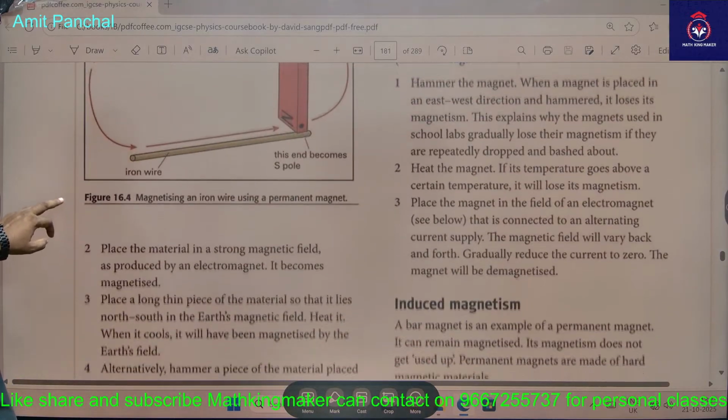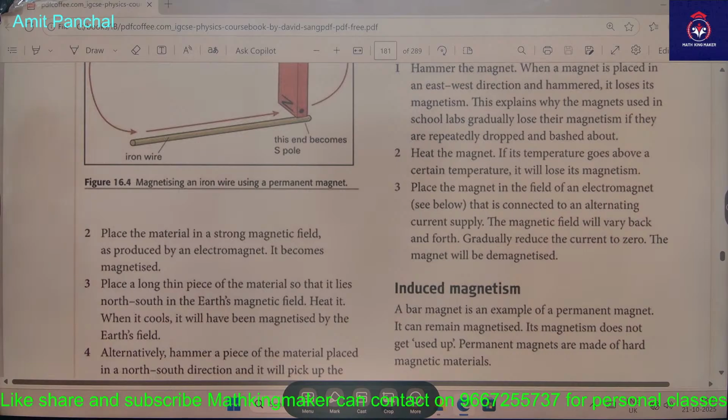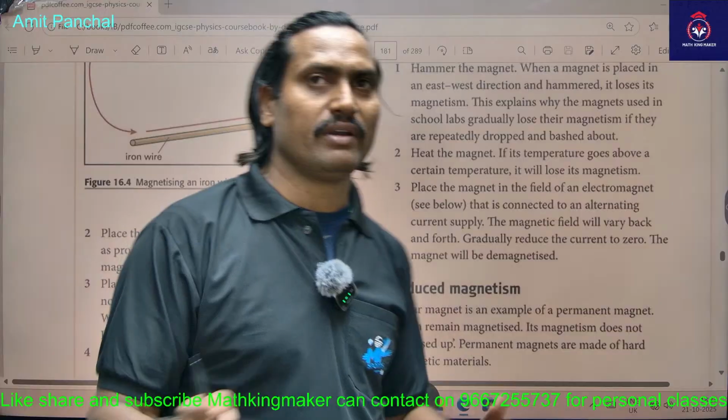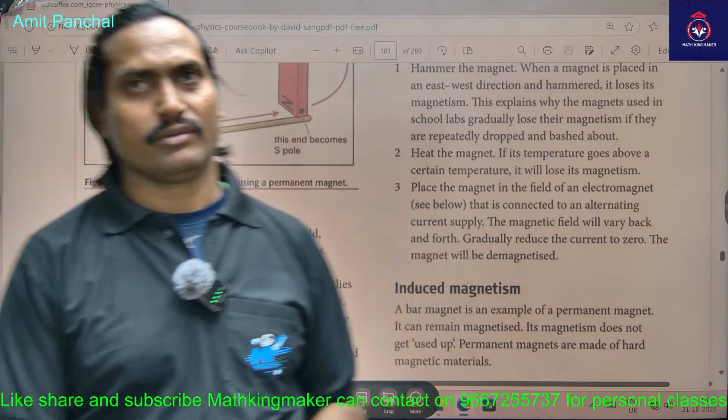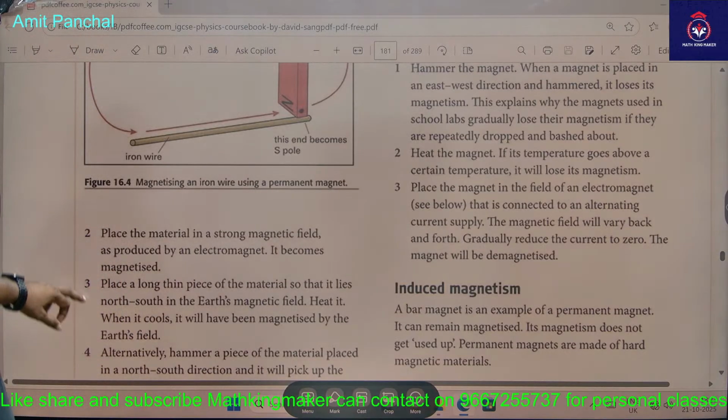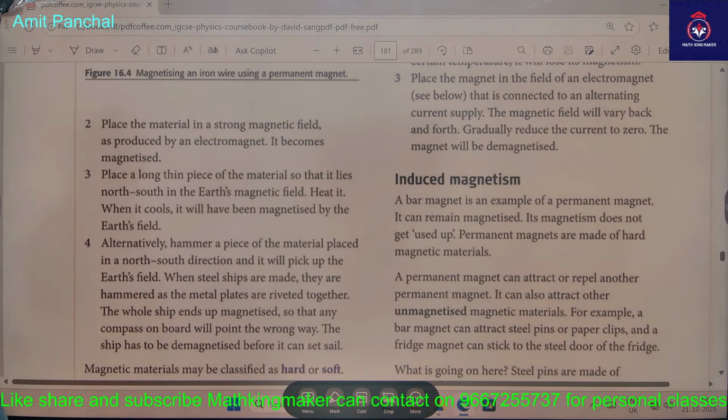Place the material in a strong magnetic field as produced by an electromagnet, and it becomes magnetized. If we are in a strong magnetic field, then the magnetic material will also become magnetized. Place a long thin piece of metal so that it lies north-south in the earth's magnetic field. Heat it. When it cools, it will have been magnetized by the earth's field. So these are some examples of magnetization.